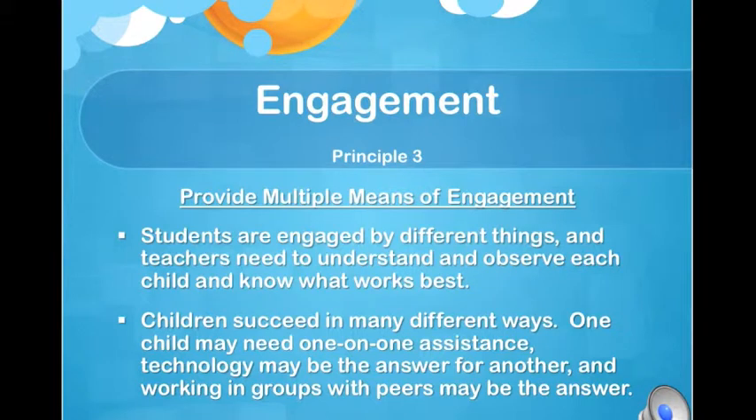Principle 3, engagement. Provide multiple means of engagement. Students are engaged by different things, and teachers need to understand and observe each child and know what works best. Children succeed in many different ways. One child may need one-on-one assistance, technology may be the answer for another, and working in groups with peers may be the answer.